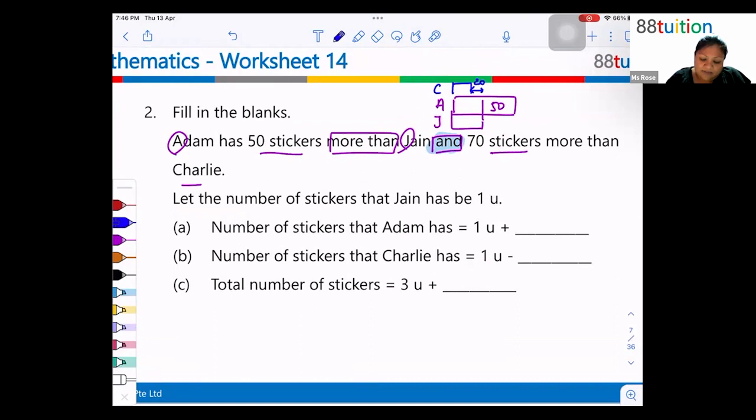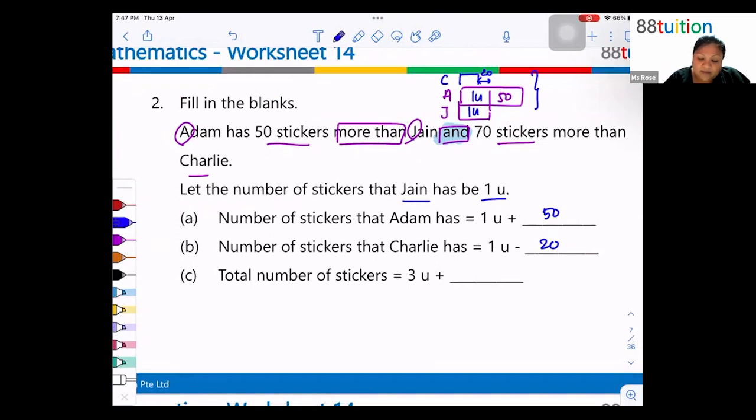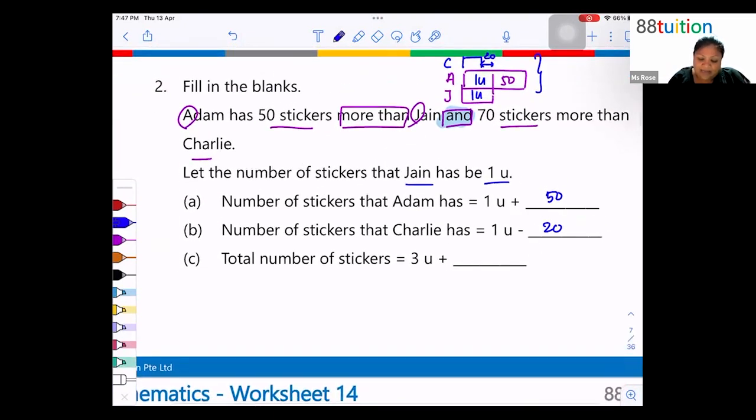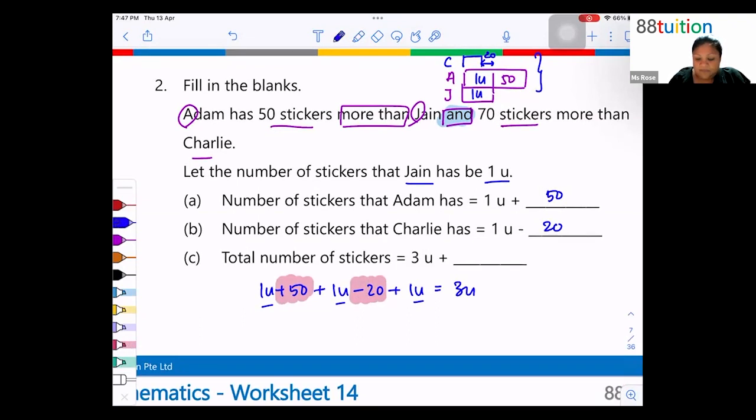So now, if we let the number of stickers Jane had be 1 unit, that means what does Charlie have? Charlie has 1 unit less than 20. Whereas Adam has 1 unit plus 50. So to find the total, what do I do? So I can add Adam plus Charlie plus Jane. So from here, I have 3 units, and then 50 minus 20 to give me 30. Okay, so that's what we have. Okay, so for those of you who made partial errors, I saw that some of you got the part C wrong.